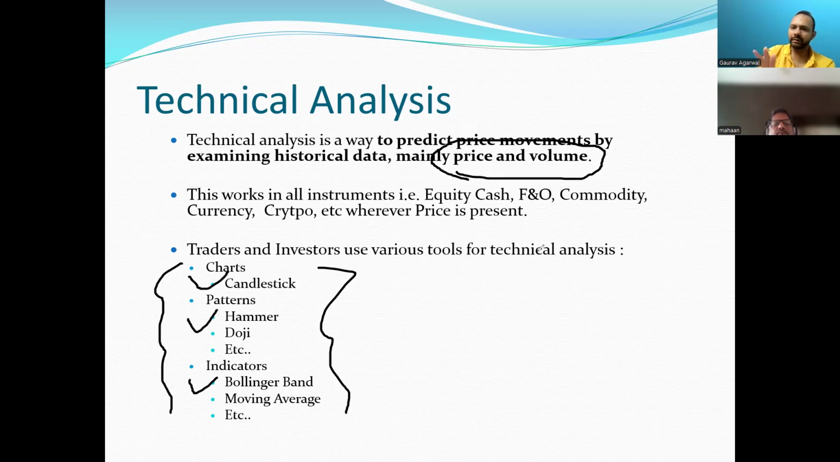And the same thing we can use everywhere. If you want to use it in stocks, futures and options, commodity, currency, crypto, wherever you want, you can use these things. The beauty of technical analysis is that you can use it everywhere, but fundamental analysis you cannot use everywhere. Fundamental analysis can be used only on stocks and that too for long term. But technical analysis you can use everywhere, whether it is crypto trading, forex trading, stocks, FNO. If you want to trade in the US market, then also you can use it. So we have to focus on price and volume plus these tools: charts, candlesticks, patterns, indicators. Right.